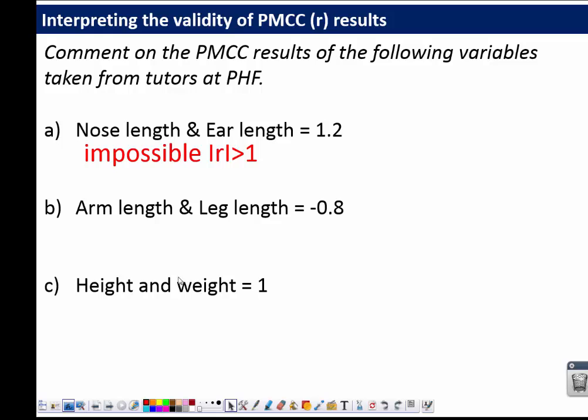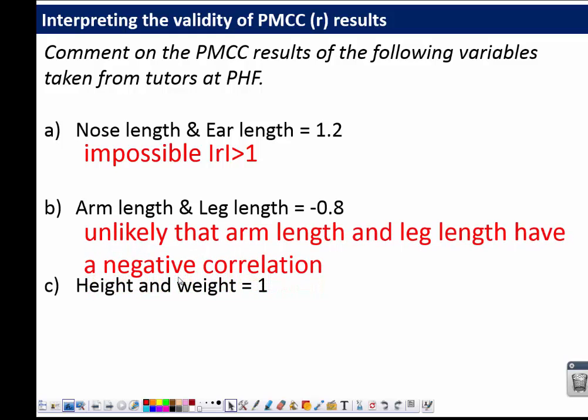The second question asks for the arm and leg length to be minus 0.8. Now, minus 0.8 is a possible value for R, but it's unlikely that there's a negative correlation between arm length and leg length. I imagine as someone gets taller, as someone's arms are longer, their legs will probably be longer as well. So while an R value of minus 0.8 is possible, it's unlikely.